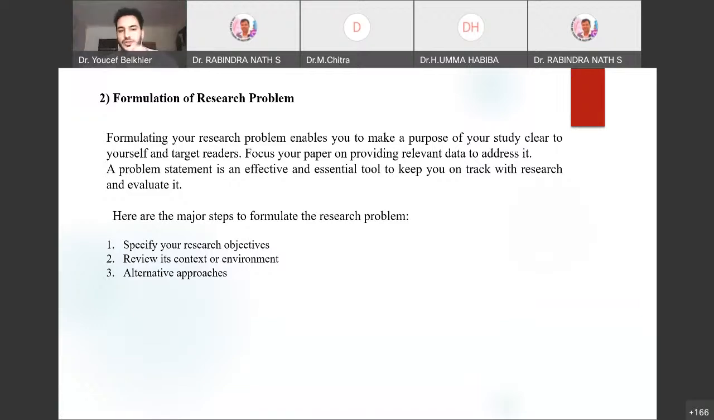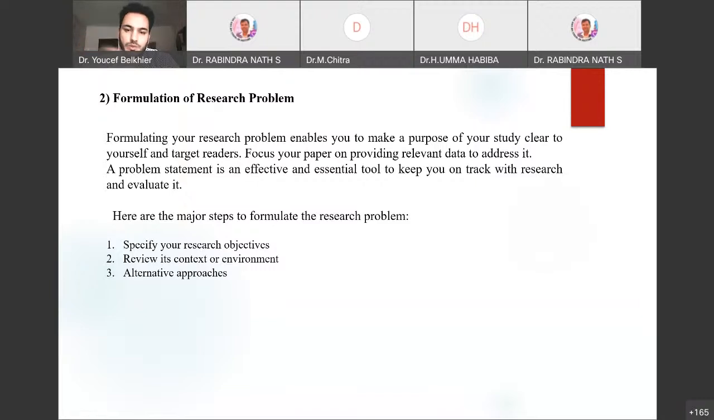Now, formulation of the research problem. So you have found something that is interesting to do research work on, or you have an idea to improve someone's research work or papers. So how to formulate, how to write this problem, how to create this research work?